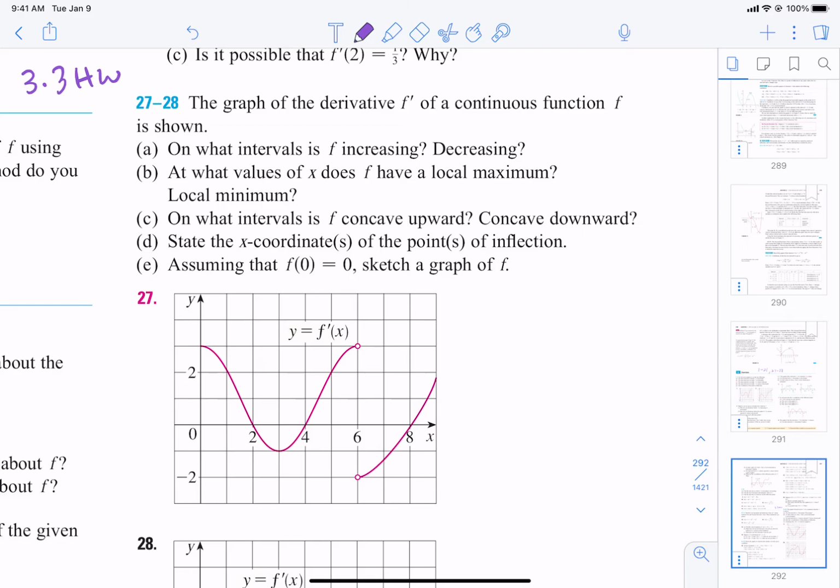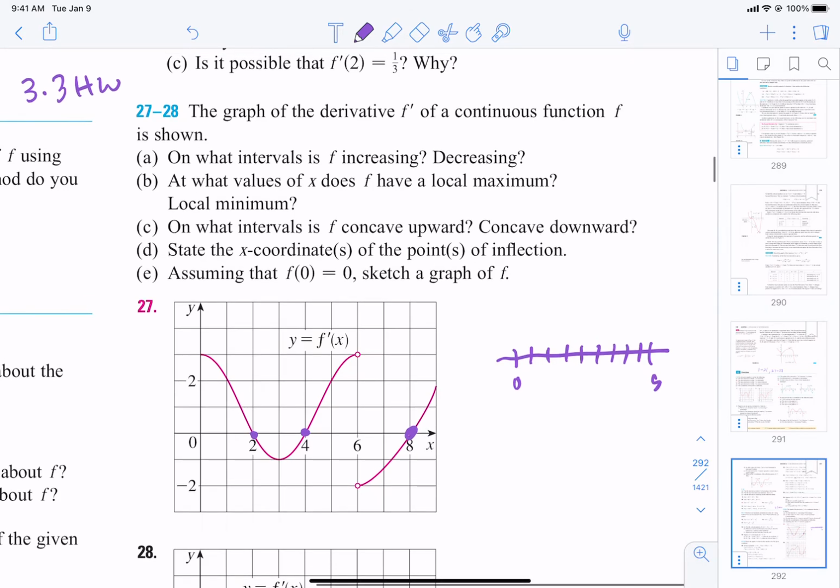So this means I'm going to first take this information, going from 0 to 9, and change it into a number line chart. I'm going to make it a plus minus chart because the plus minus chart for the first derivative is what's going to help us, okay? So we have zeros at 2 and 4 and 8, okay? So 2 is important, 4 is important, 8 is important.